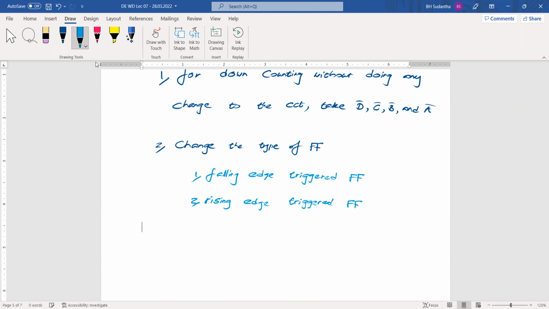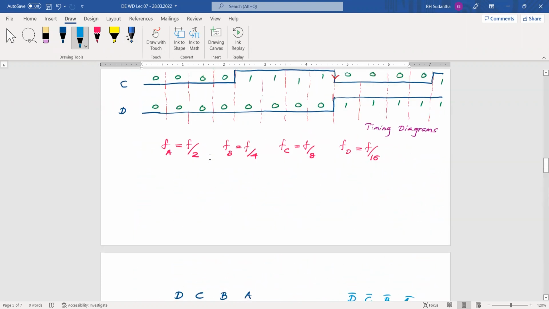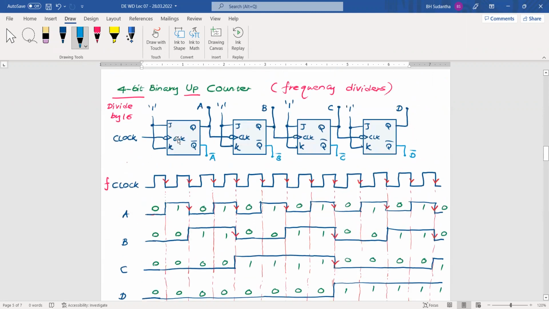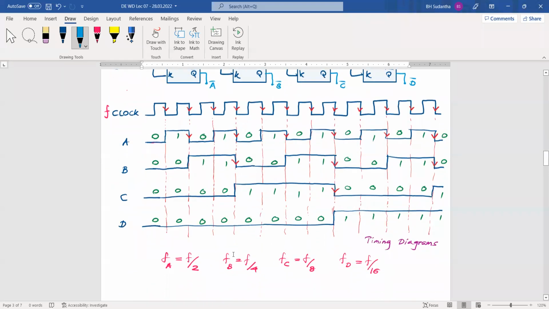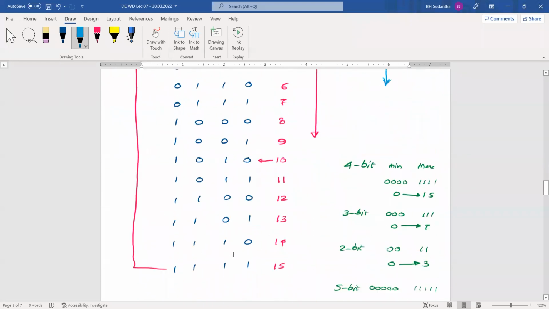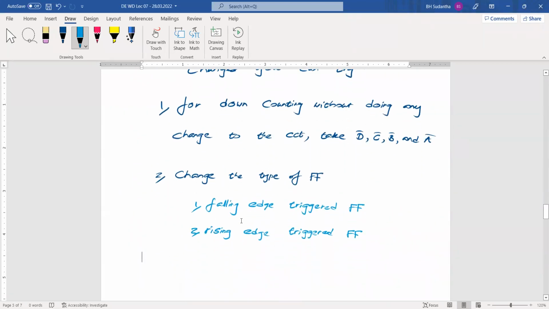Rising edge triggered flip-flop. Now, already we have drawn this one for falling edge triggered flip-flop, but you can change this flip-flop to rising edge trigger. Then draw the timing diagrams and see what type of counting action is there. That's an exercise for you before your examination. Then you can see the counting action will be changed.